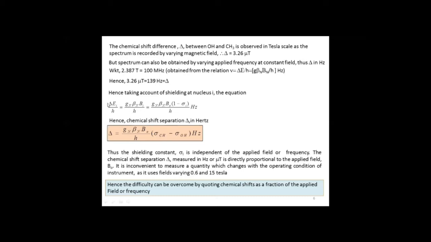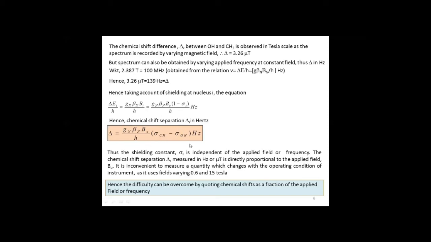So we know already ΔE divided by h, the relation for the frequency in terms of the g factor, also in terms of the Bohr magneton and the applied field strength H. And the effective field strength due to the nuclei, when we substitute from the previous expression, is Bi equal to B naught into (1 minus sigma i). Then this sigma i, there are actually two protons, so sigma CH minus sigma O.